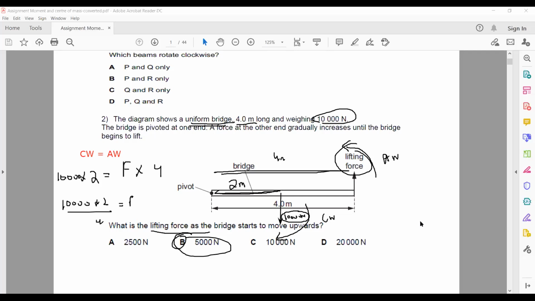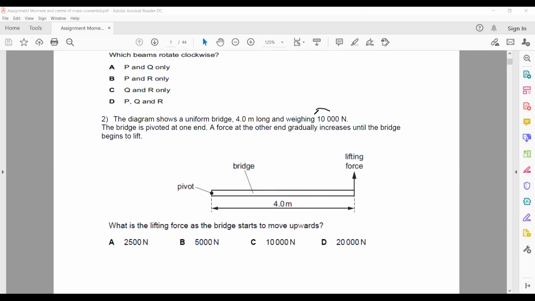Why we multiplied by 2? Because the weight of the object is acting at the center. The weight is 10,000. So 5,000 is a minimum force balance. So we need a bit more than 5,000 to move it upward.